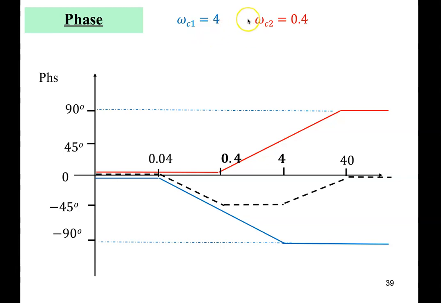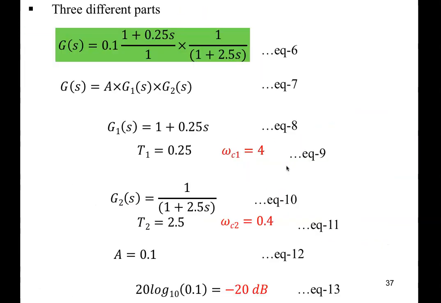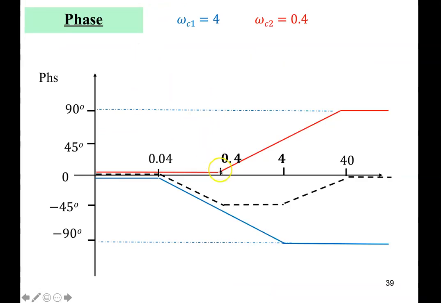I think I mixed up the colors again. So this is G2, this is G1. The color scheme doesn't quite match. Okay, so the red one is actually for G1 because the corner frequency is 4. Okay, and the S term, if I just go back, the S term is in the numerator. So the S term is in the numerator, the phase plot goes up. So 0 degrees all the way up to 1 division below the corner frequency. Okay, that's for G1, so don't be misled by that color.